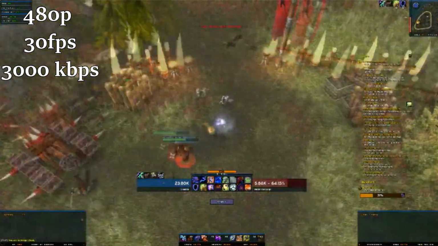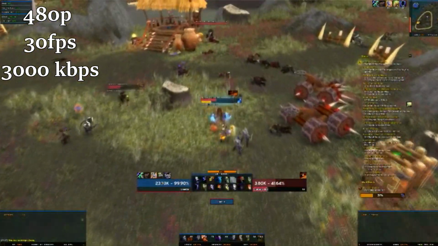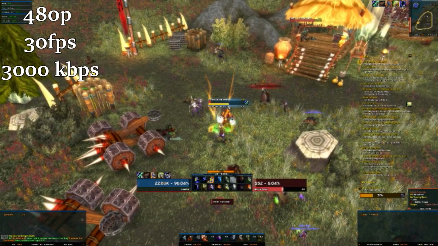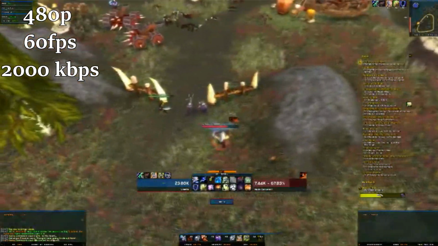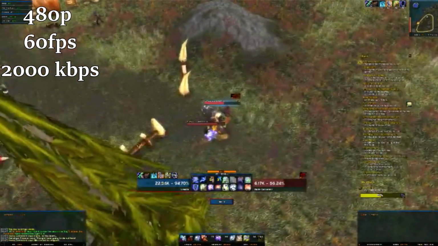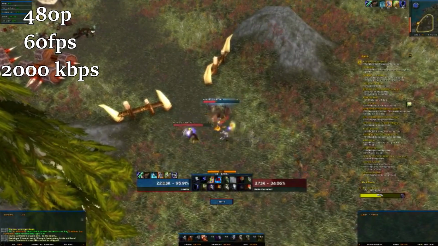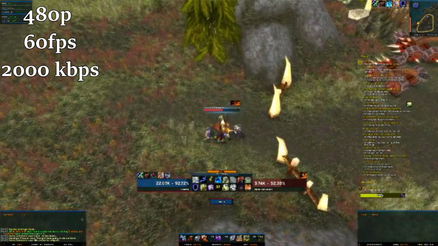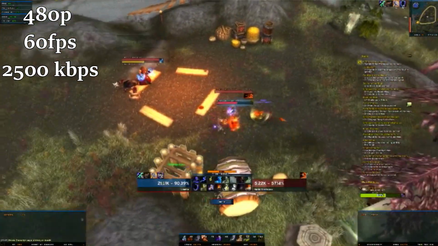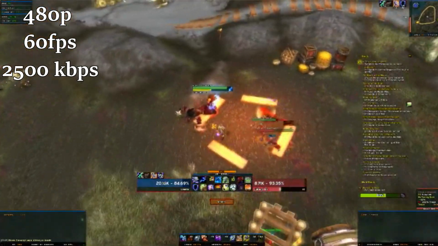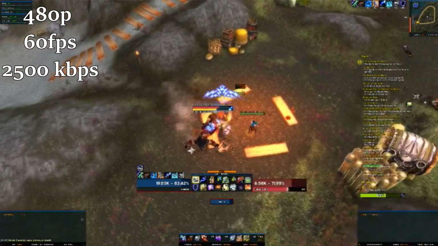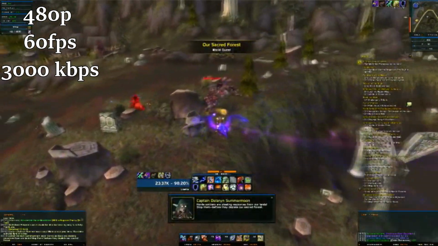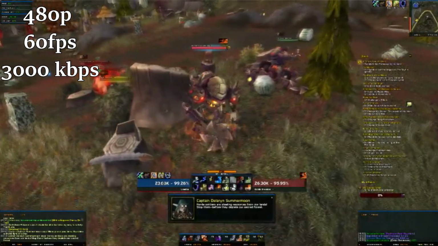Moving into 3000 bitrate, same problem, 480p just does not cut it for a crisp image. At 60 frames per second, it's obviously smoother, but it's still the same problem. 480p is just not pushing a lot of pixels out, so it's not going to look that good. As we move up into the higher bitrates, it's getting a little bit smoother and looking a little bit better, but really it's still 480p, big problem.